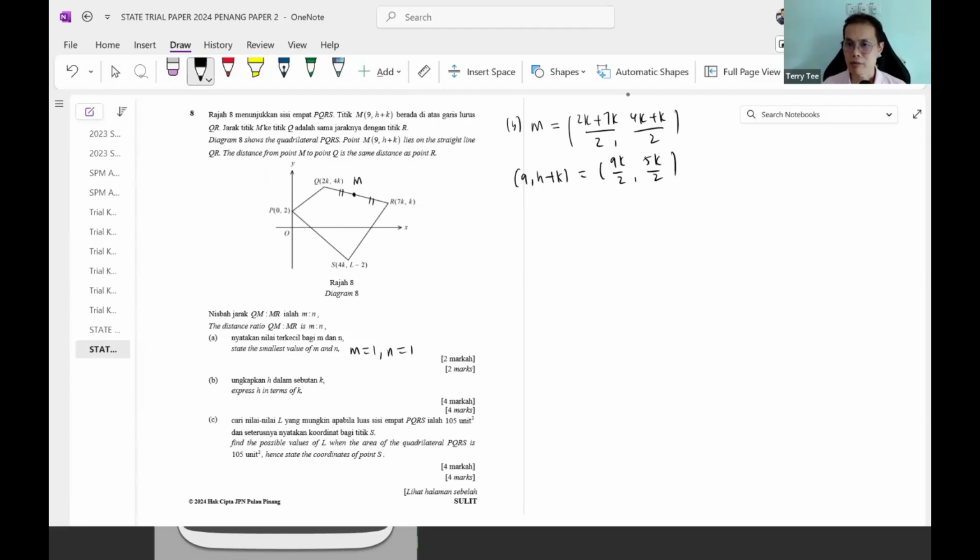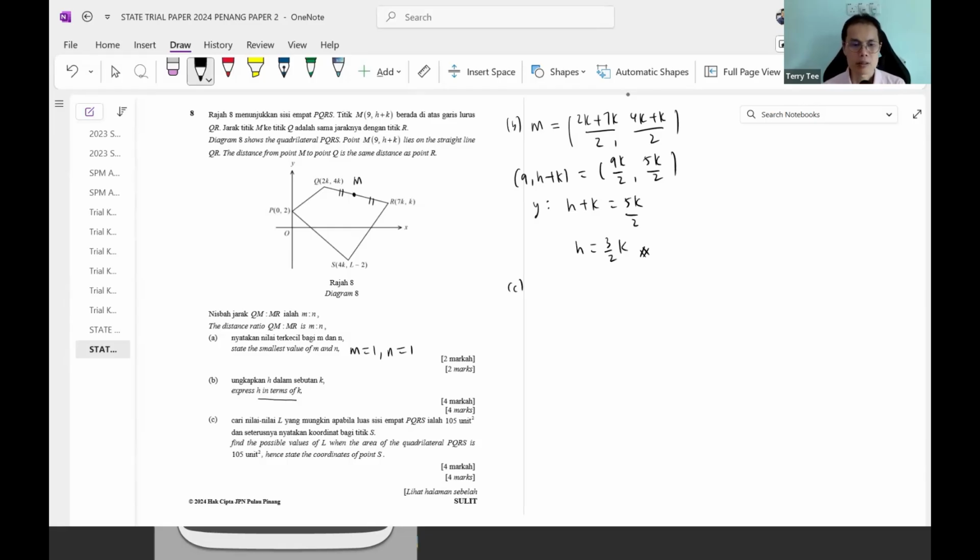Now, actually, in this case, we can find the exact value of h and k, but we don't want to find that. First, we want to find h in terms of k. So let us compare our y coordinate. Your h plus k is now 5k over 2. If you compare the x coordinate, you will be able to find the value of k. I'm not finding the value of k, I'm finding h in terms of k. So as you bring the k over, 5k over 2 minus 1k is 3 over 2 k. You got your h in terms of k.